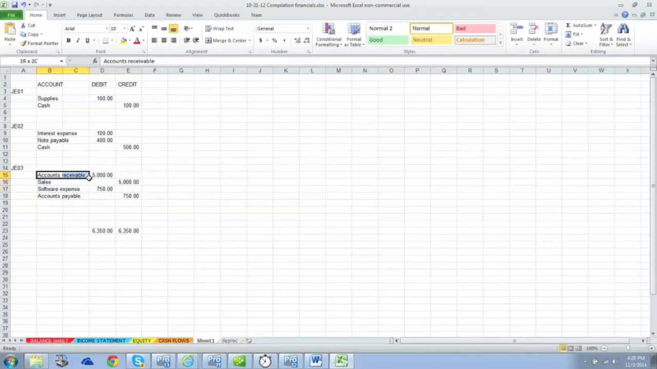So here's the entry. I know this is really just two entries. I just combined them into one to save time. A debit to AR for $5,000, a credit to sales for $5,000, a debit to software expense for $750, and a credit to AP for $750.